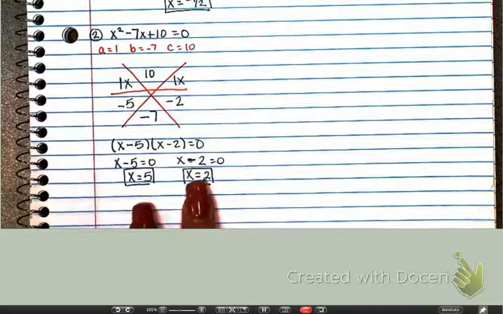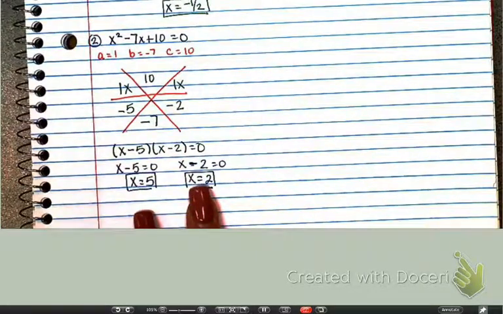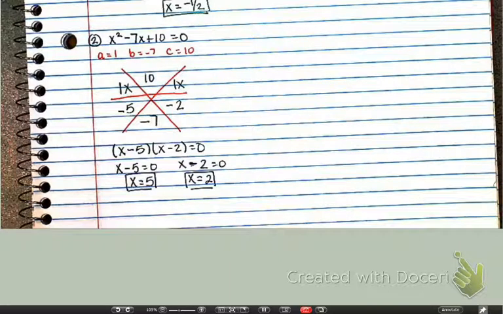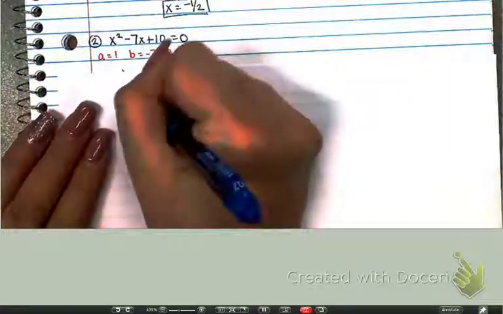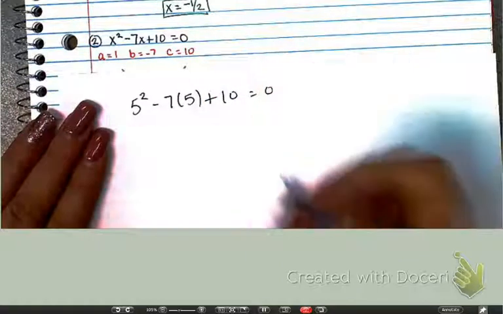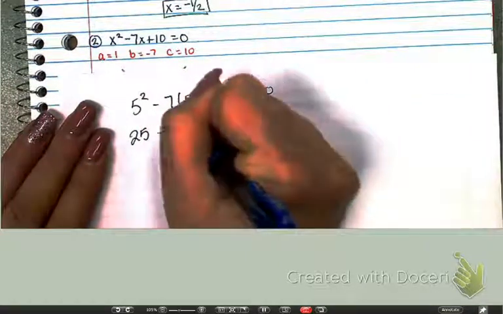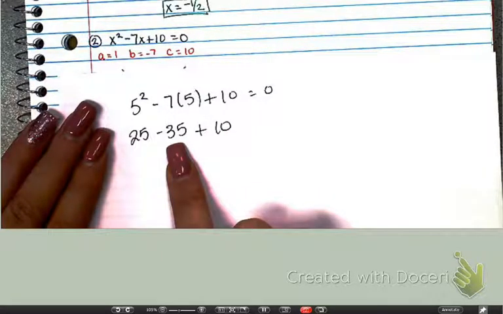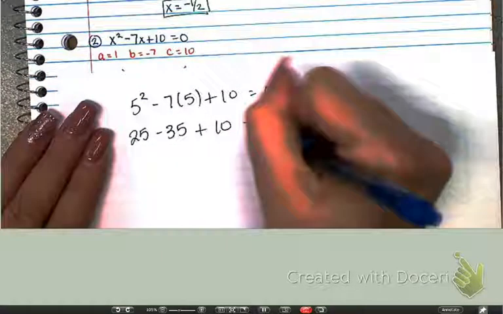Any guesses on how I could check to make sure these answers worked? What if I want to know if I got these right? Anyone know how you can check to see if you got those right? You can plug it back into your original equation. So x equals 5, for instance. 5 squared minus 7 times 5 plus 10 equals 0. 5 squared is 25 minus 35 plus 10. 25 minus 35? -10. -10 plus 10 is 0.